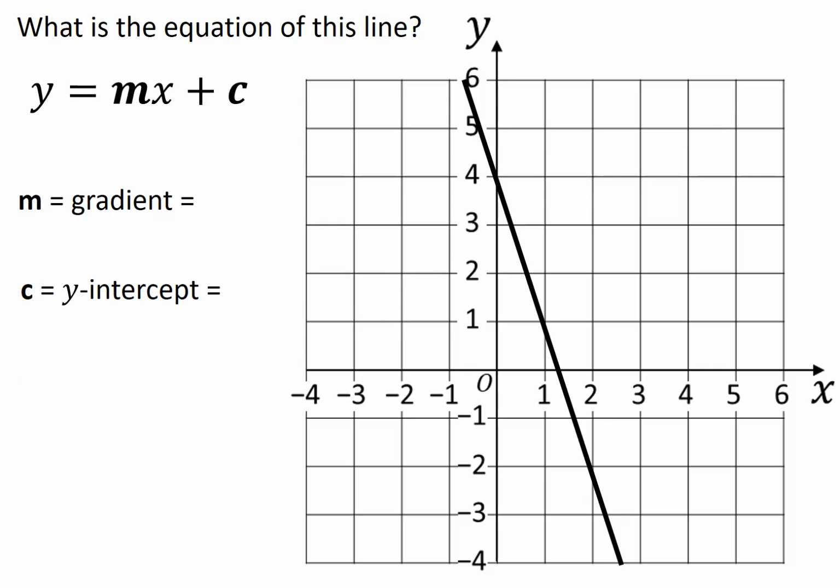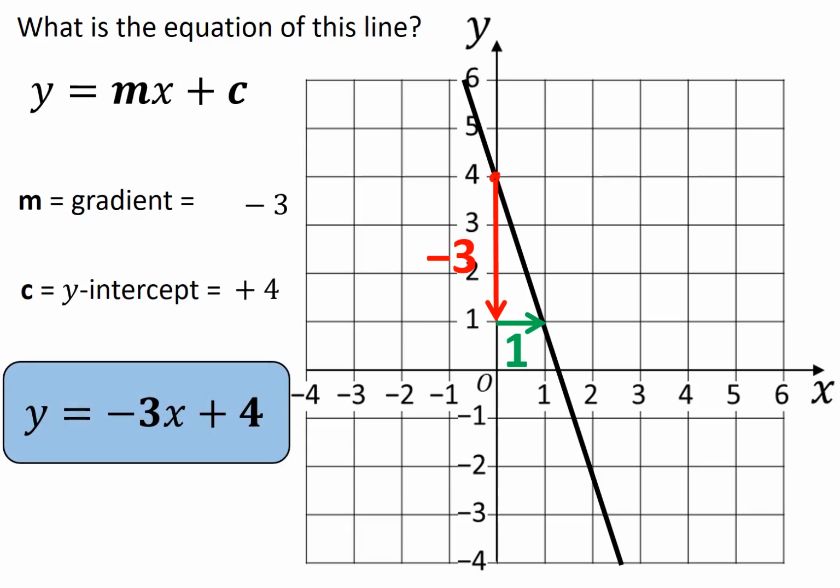In this example, I notice that the line is going down, so I expect to have a negative gradient. So the change in y is negative 3, and change in x is 1. That means that the gradient is minus 3. And then the y-intercept is right here. This is where the line crosses the y-axis, and that is positive 4. So I put this together and I get the equation, which is y equals minus 3x plus 4.